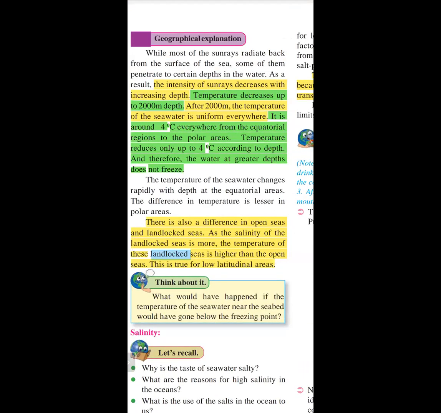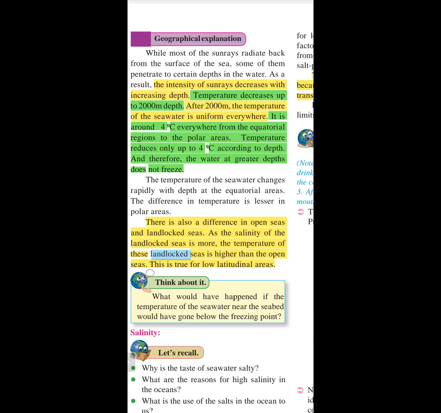And the third point is, while most of the sun rays are reflected from above, as a result, I underlined that with the yellow line, the intensity of sun rays decreases with increasing depth. Temperature decreases up to 2000 meter depth. After 2000 meter depth, the temperature of the seawater is uniform everywhere. It is around 4 degrees Celsius everywhere from the equatorial region to polar areas.